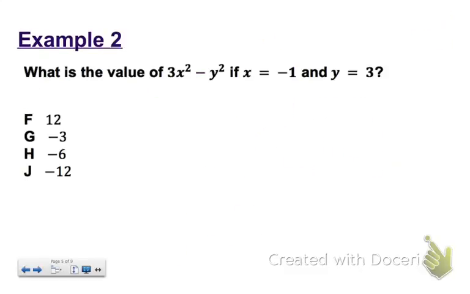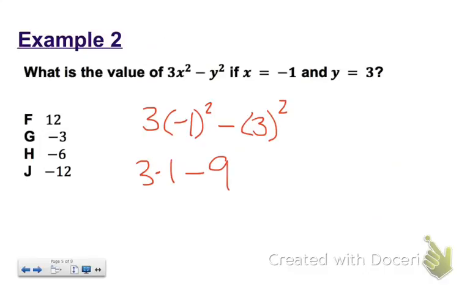Alright, again, what is the value? So first you're plugging it in. 3 times (-1) squared minus 3 squared. So (-1) squared, -1 times -1 is actually +1, because remember, I'm doing my exponents first. And 3 squared is 9. So now I have 3 times 1 is 3, minus 9 is -6. So that would be H.